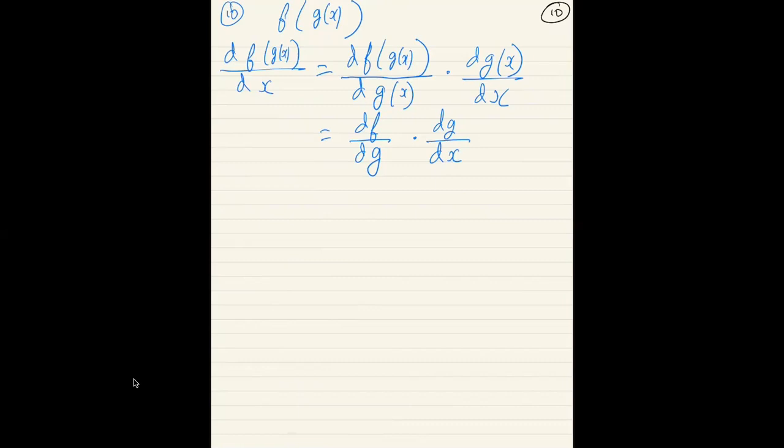So let's take an example of this one. Let's consider the function phi of theta. So instead of f, I'm using phi, and instead of x, I'm using theta.